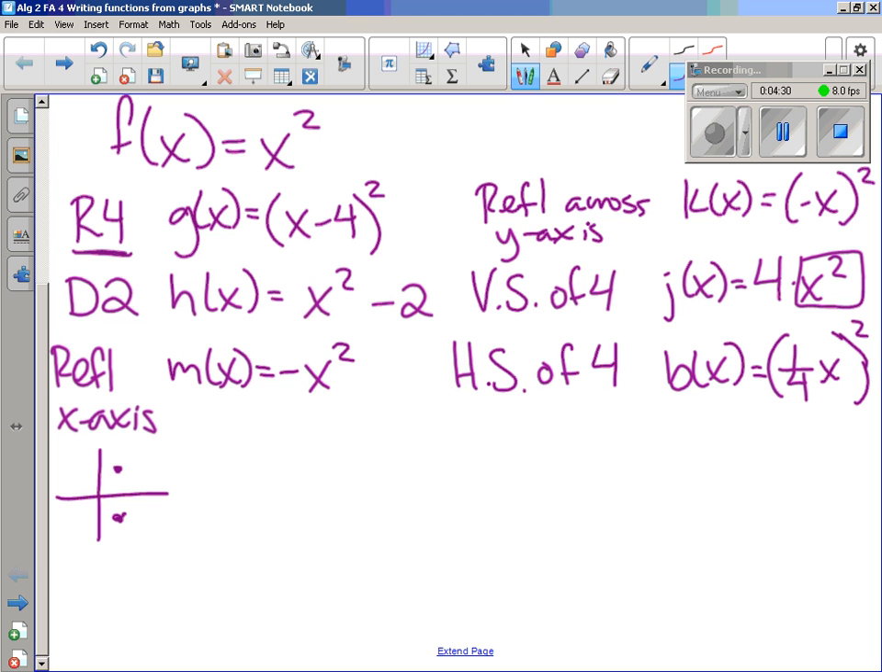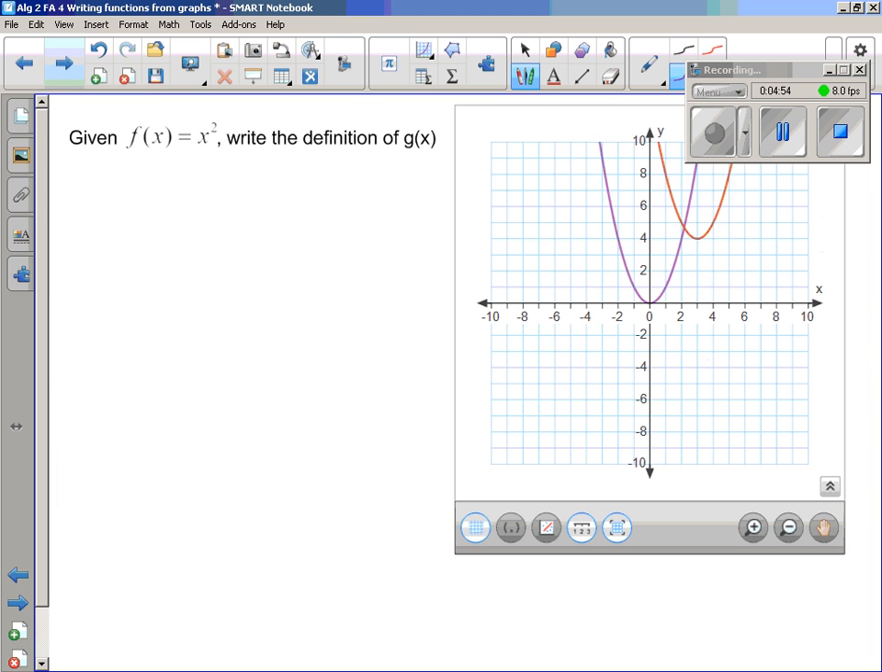So just talking about how you actually write the function given the different transformations, we have to pay attention to whether it goes inside with the x or in front or behind, in other words, outside the parentheses. If it's a horizontal change, it goes inside and it lies. Vertical change, outside, tells the truth. So let's look at an example.